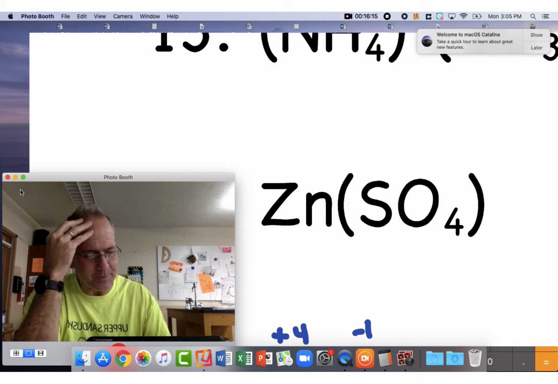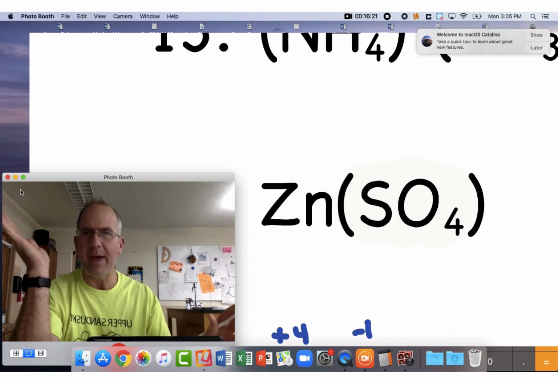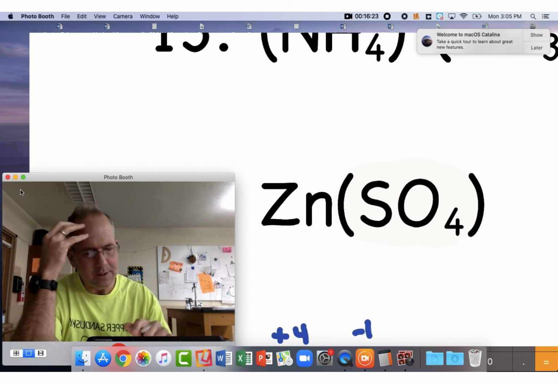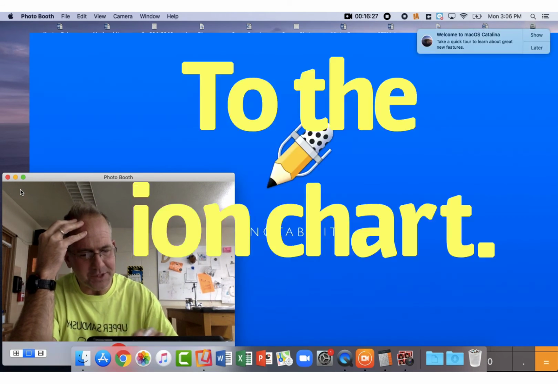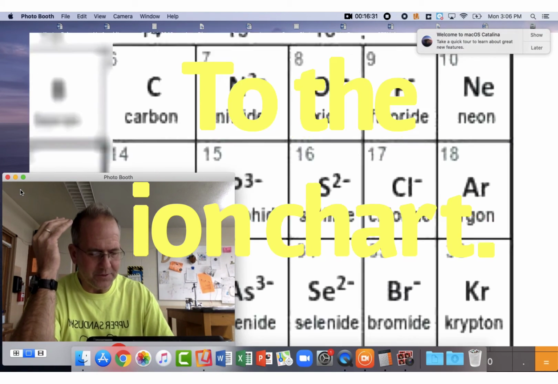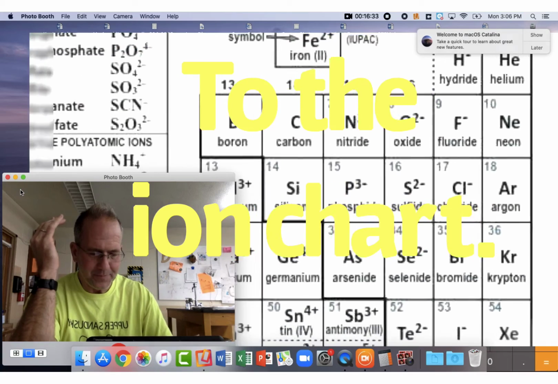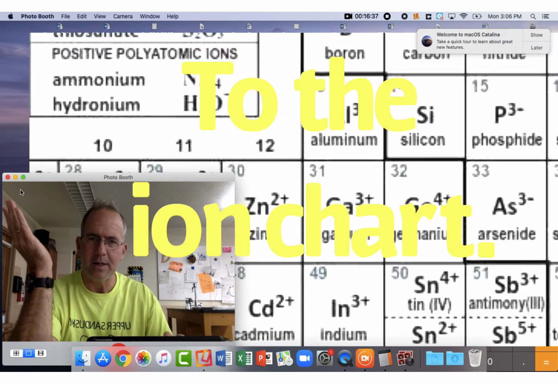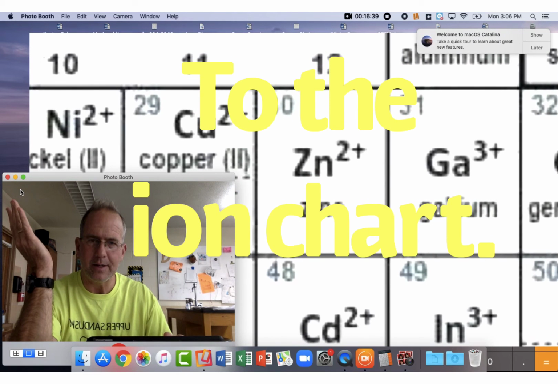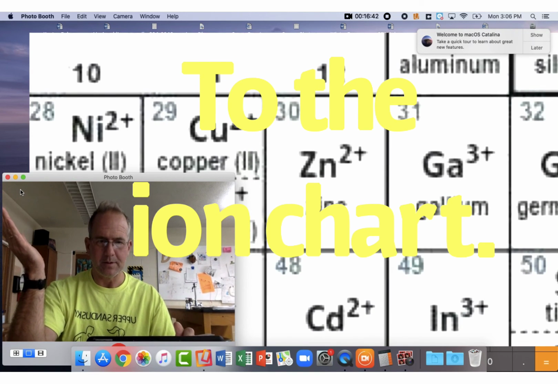Okay. It's in parentheses, right? That thing in parentheses, SO4, that's a polyatomic ion. So there's a whole page for those. All right. I got it. Zinc sulfate. Got it. Let me check it out. So I'm going to go to my chart. First of all, I'm going to find the zinc. There it is, right there. Right at the end of the D block. Right? So zinc is plus 2.